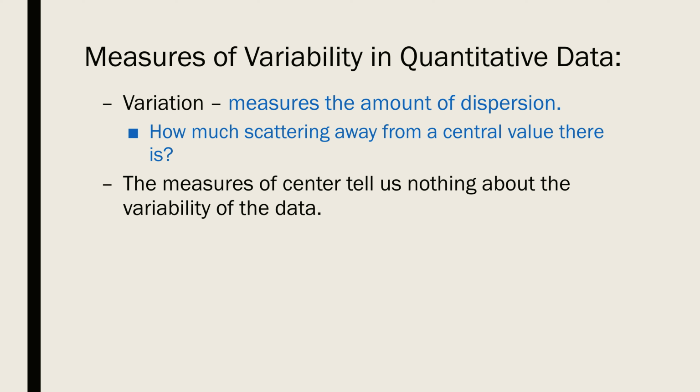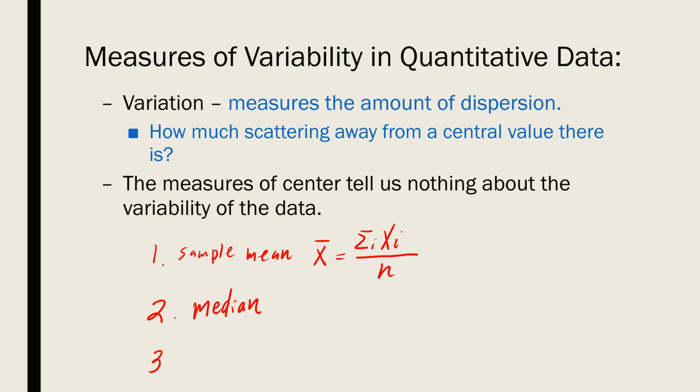Recall that there are three common measurements of center. The first one is sample mean, denoted as x bar, which equals the summation of all data divided by the number of data. The second one is called median. The third one is mode.